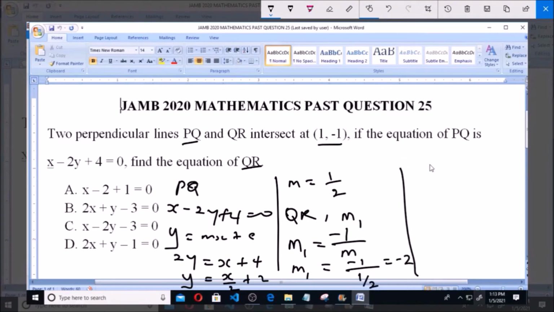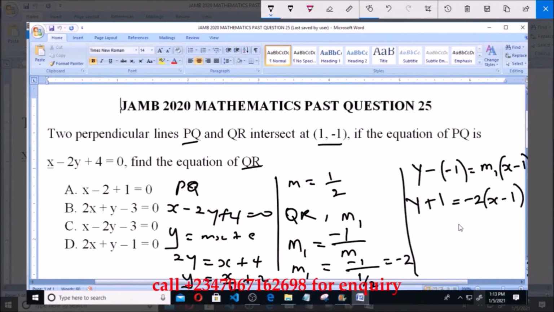So now, deducing the equation of the line QR, we can say y minus y1 is equal to m1 into x minus x1. So we have y plus 1 is equal to, now m1 is minus 2, minus 2 into x minus 1. So y plus 1 is equal to minus 2x plus 2.